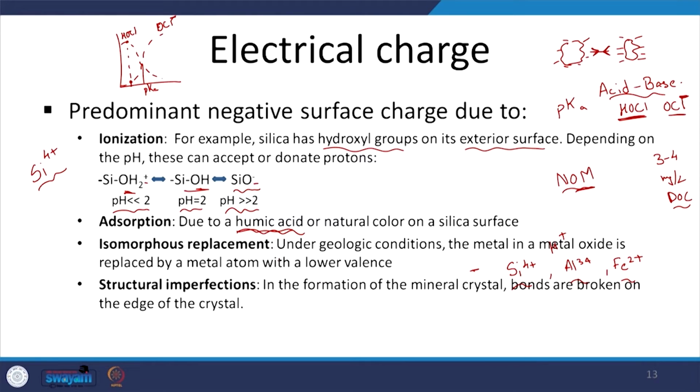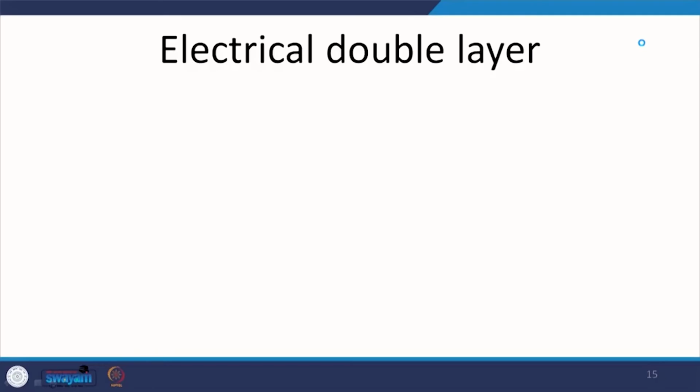And structural imperfections, well, this is not as common as the other three causes. Bonds are broken on the edge of the crystal, and due to these imperfections, you can have an electrical charge or negative charge. In general, colloids have a net negative charge, and so they can't come together. So, the solution is stable. By coagulation I want to destabilize this. To destabilize it, I need to see to it that they come together.